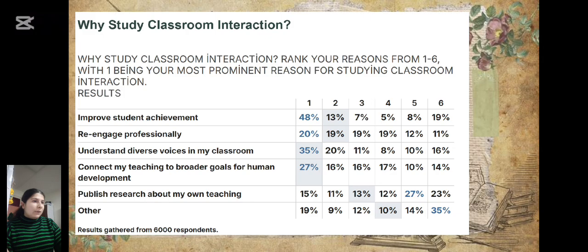So now let's look at this chart. Why study classroom interaction? Rank your reason from 1 to 6, with 1 being your most prominent reason for studying classroom interactions. For example, improve student achievement. Is this a prominent reason for you? Re-engage professionally. Understand diverse voices in my classroom. Connect my teaching to broader goals of human development. Publish research about my own teaching, or other reasons.